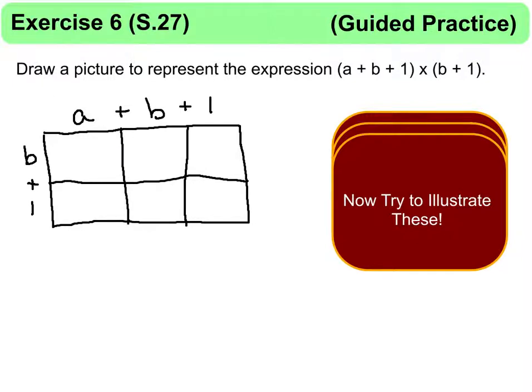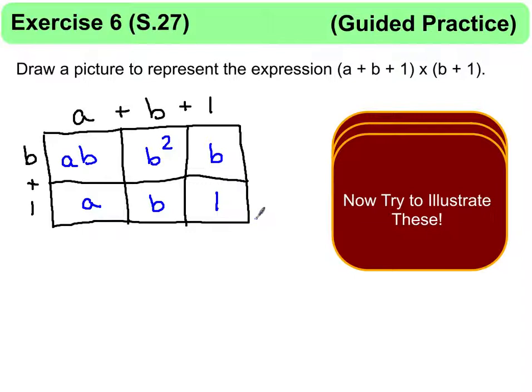And then when I fill it in, b times a, or a times b, is ab. B times b is b squared. B times 1 is b. 1 times a is a. B times 1 is b. And then 1 times 1 is 1.